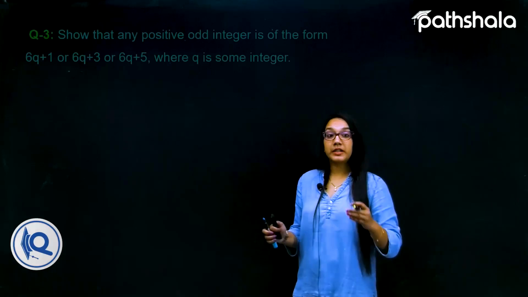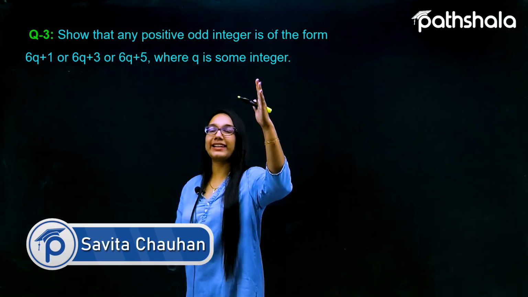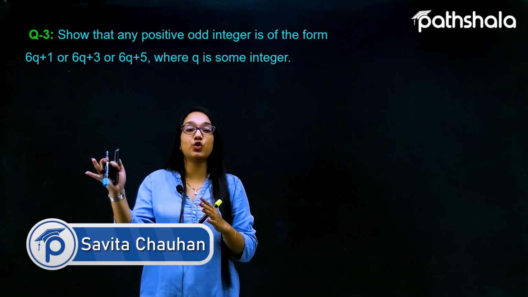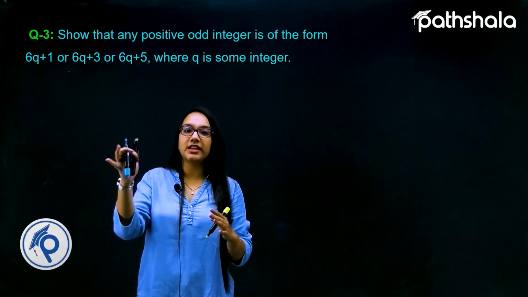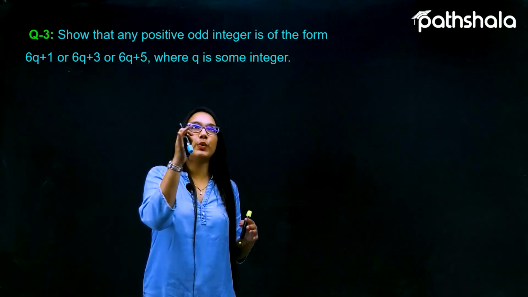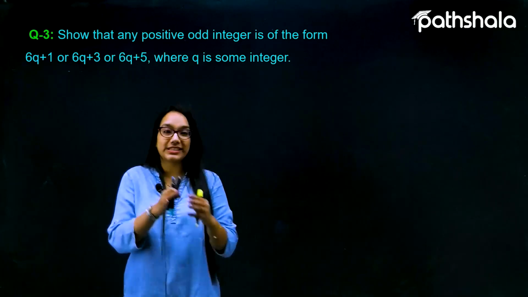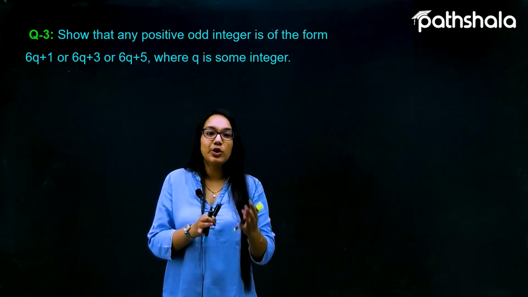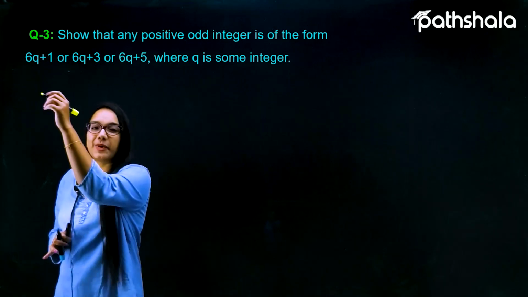So question number 3 says: show that any positive odd integer is of the form 6q plus 1, 6q plus 3 or 6q plus 5, where q is some integer. Now this is again the same kind of question as question number 1 and 2. So let's just start the solution of this particular question.